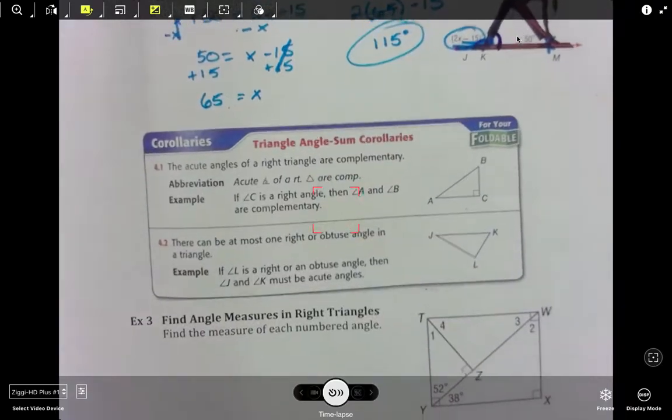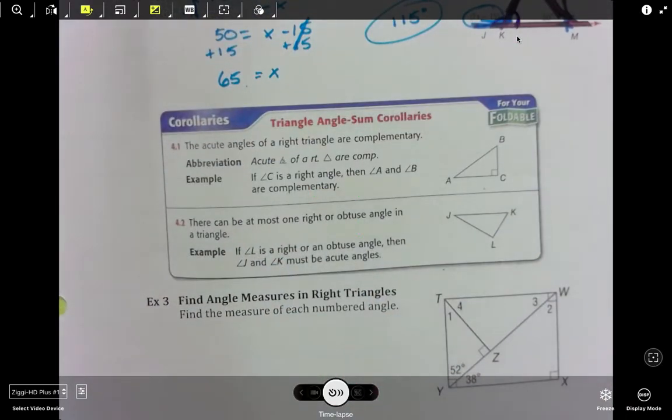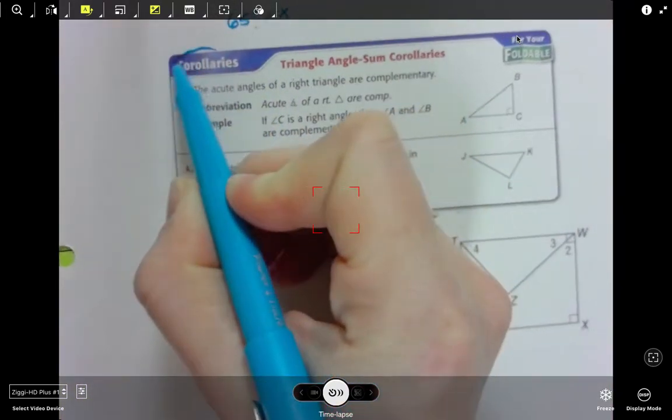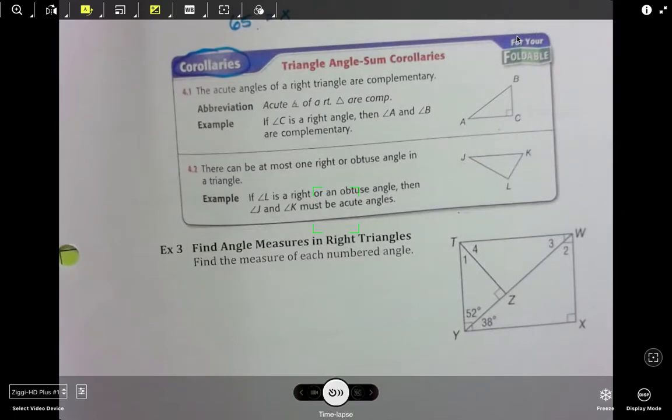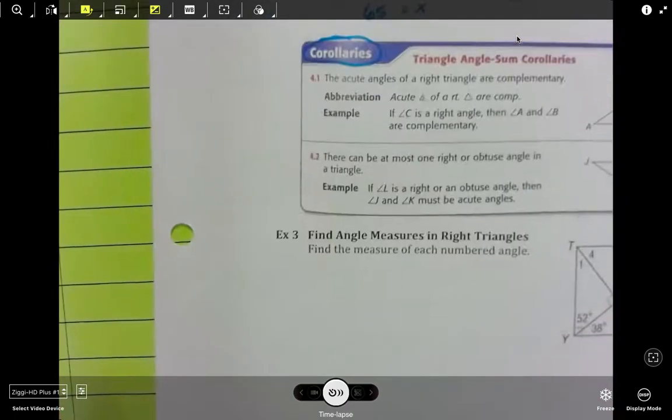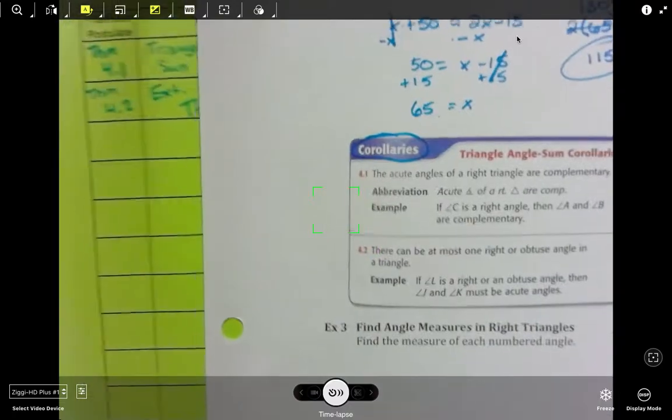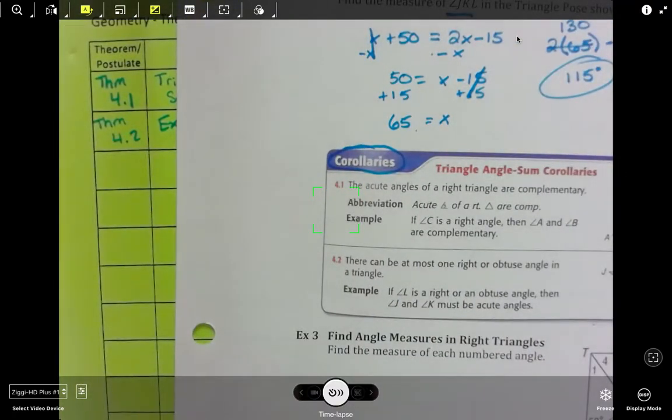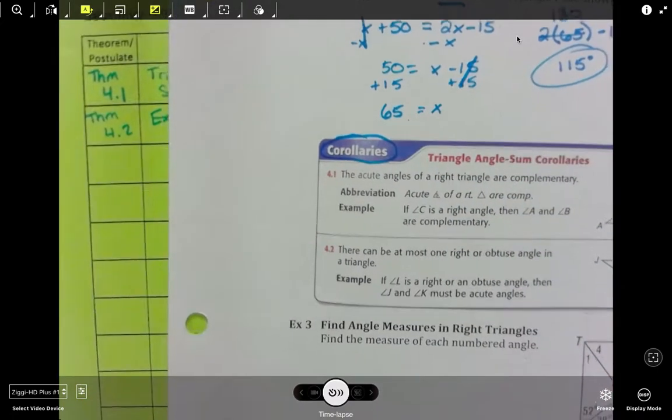We have two more things that we need to write in our theorem postulate sheet, and these are called corollaries. I told you before about theorems and postulates and the relationship between the two. Theorems are like the big guns. Postulates are like the baby brothers. Corollaries are even smaller than that, really basic facts. Postulates are a step up from that, and then theorems are the big guys. I don't know if we've had a corollary before, but we'll write these down also.